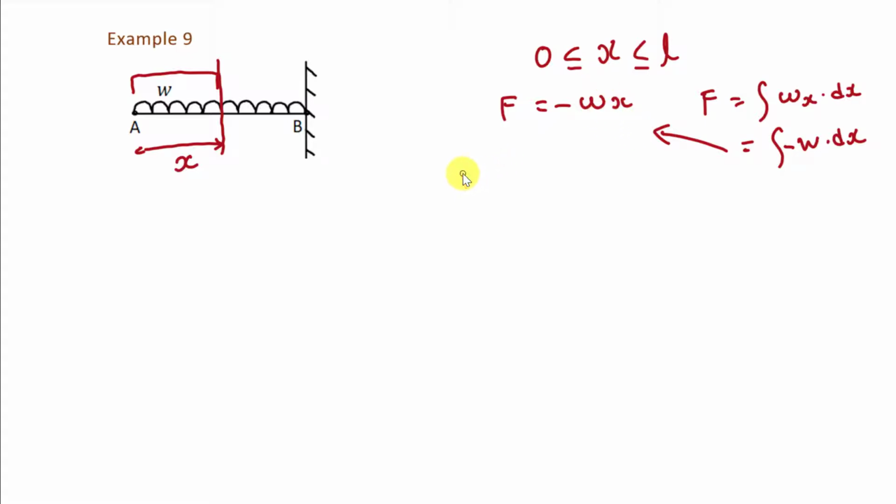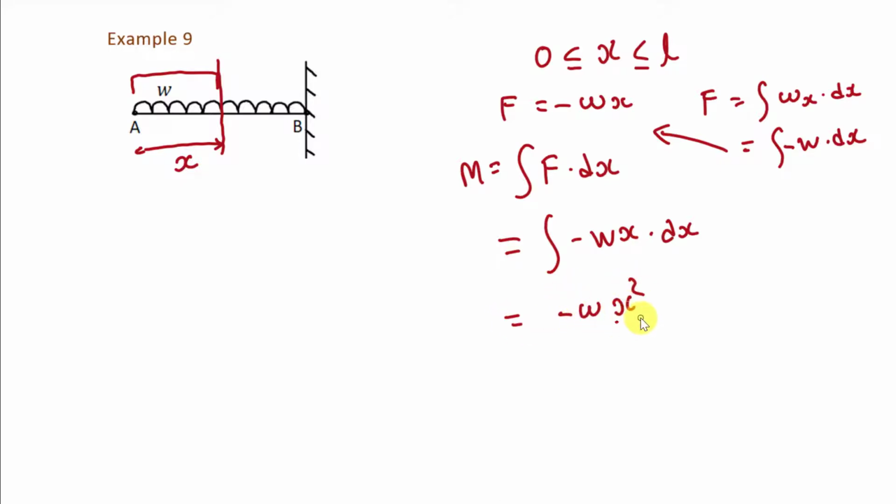Now how to find bending moment M in this interval? What is the equation of bending moment? Equation of bending moment is integration F into dx. Now what is the value of F? F is equal to minus Wx. So it will be equal to integration of minus Wx into dx. So it will be equal to minus W x square by 2 plus C.